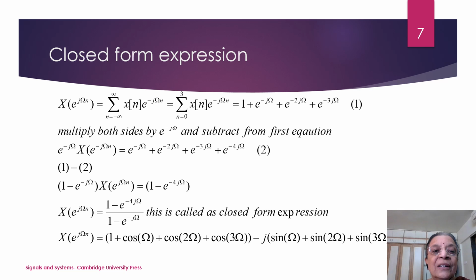And on the left hand side it is X of e raised to j omega into 1 minus e raised to minus j omega. So X of e raised to j omega, I can write as 1 minus e raised to minus 4 j omega divided by 1 minus e raised to minus j omega. This particular expression for X of e raised to j omega is called the closed form expression. It is easy to represent, otherwise you would have to write 4 terms. Instead of that, I can write a numerator and a denominator. So it is called a closed form expression.